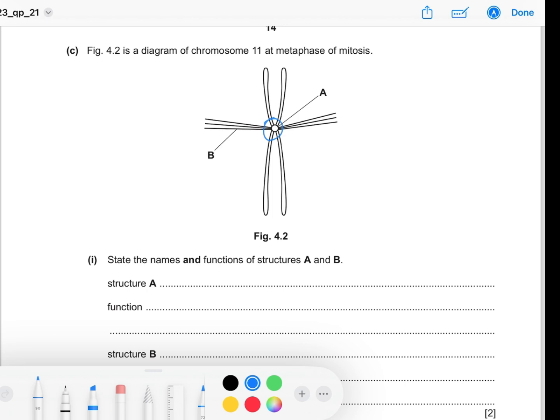these are the spindle fibers, which are responsible for not only aligning the chromosomes along the equator of the spindle during metaphase, but also pulling apart the sister chromatids during anaphase.